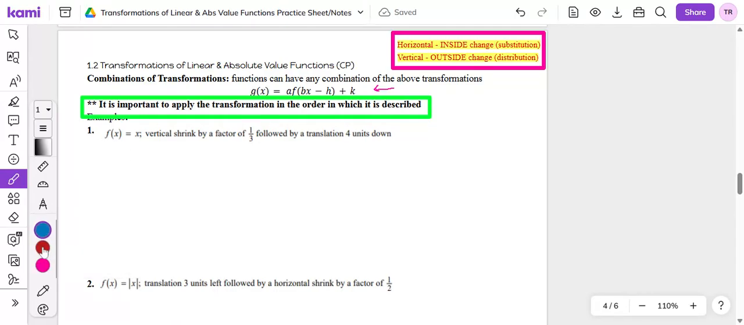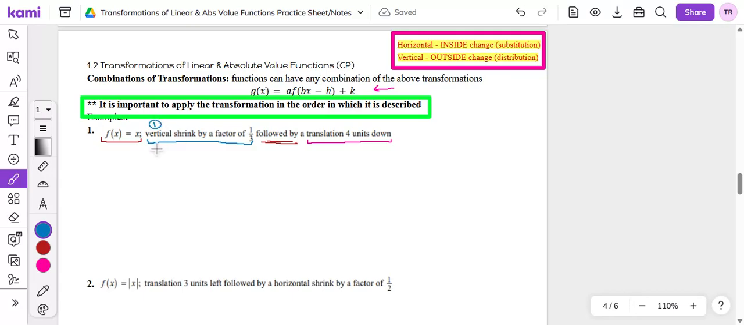Right? So we have our original function, back to the parent, f of x equals x, nice and basic. And we see that it says it is a vertical shrink by a factor of 1/3 followed by a translation 4 units down. So that word followed by, that little phrase there, it breaks it into the two movements that we're doing. The first one being this vertical shrink.